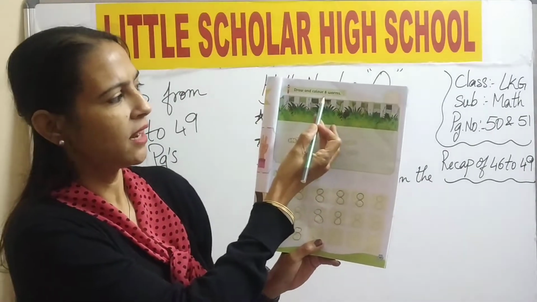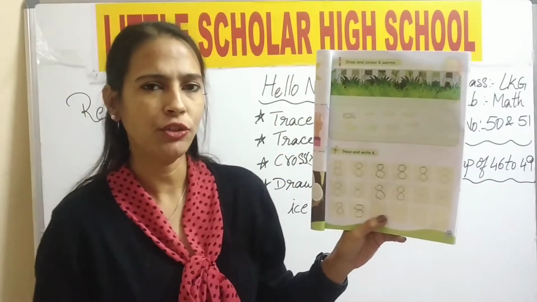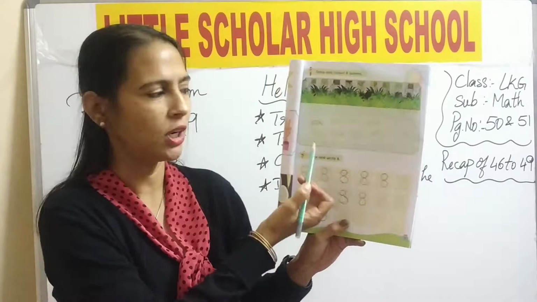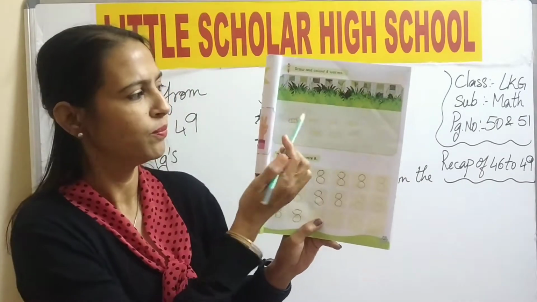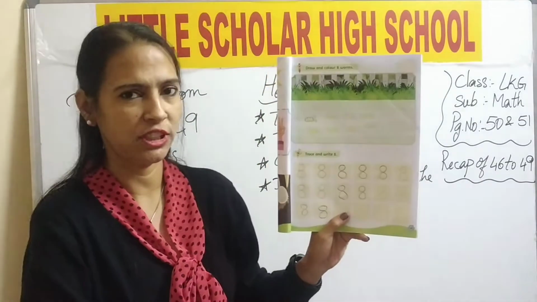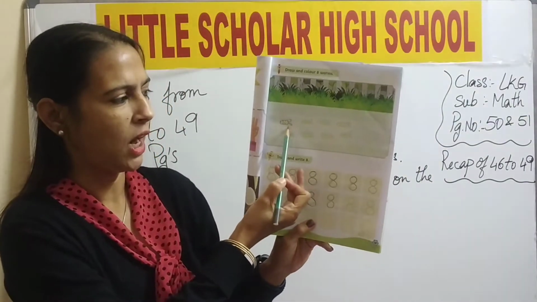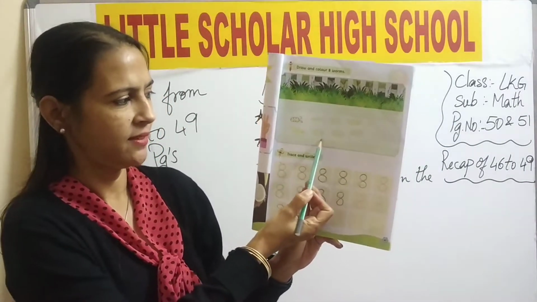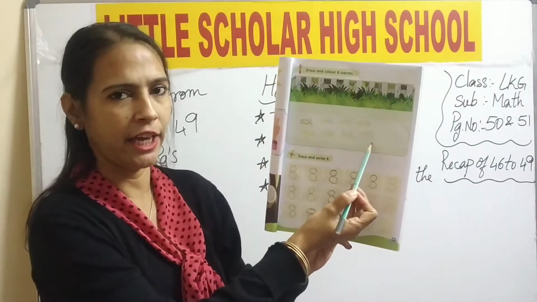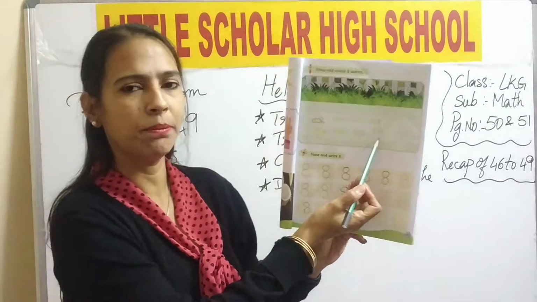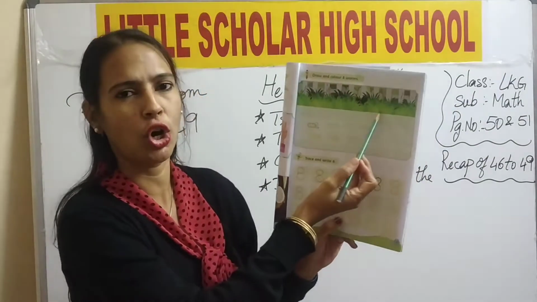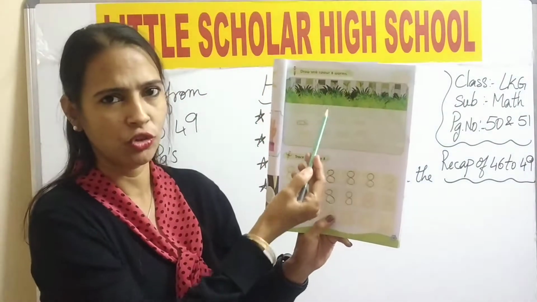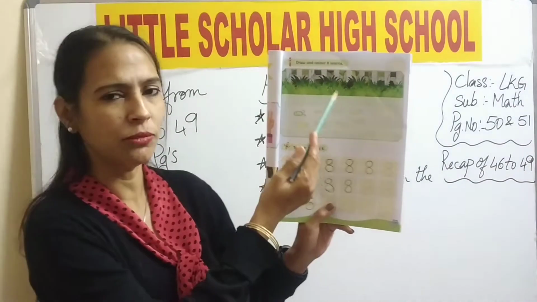Draw and color 8 worms. We had to draw them and color them. I hope you have all completed this work. So, how many worms did we draw? Let us count. 1, 2, 3, 4, 5, 6, 7, 8. So, where do these worms live? They live in the soil, like in your flower plants or in the garden.